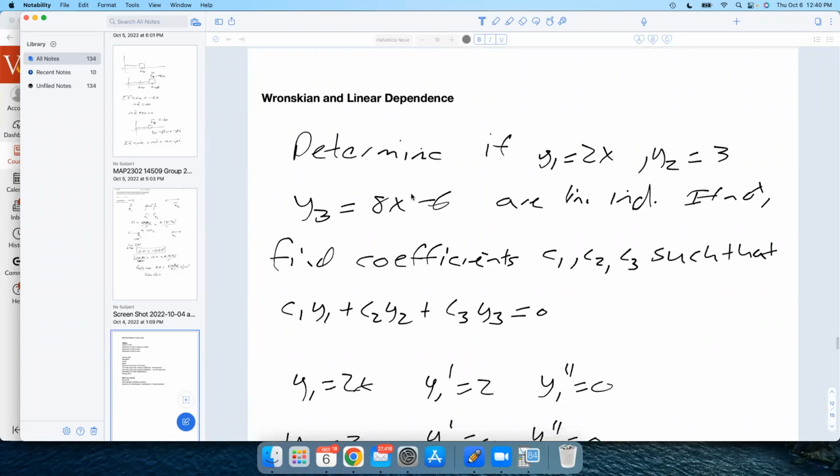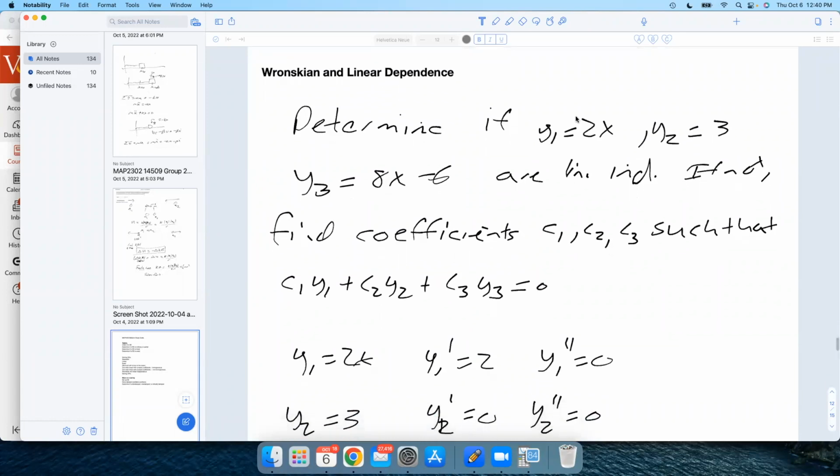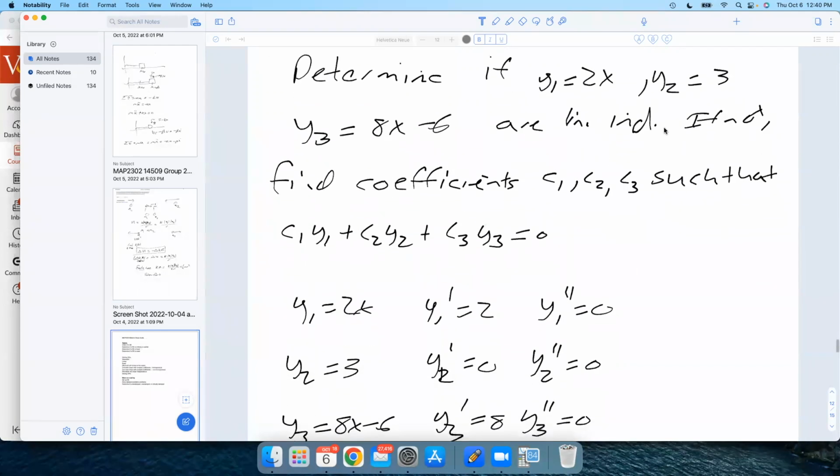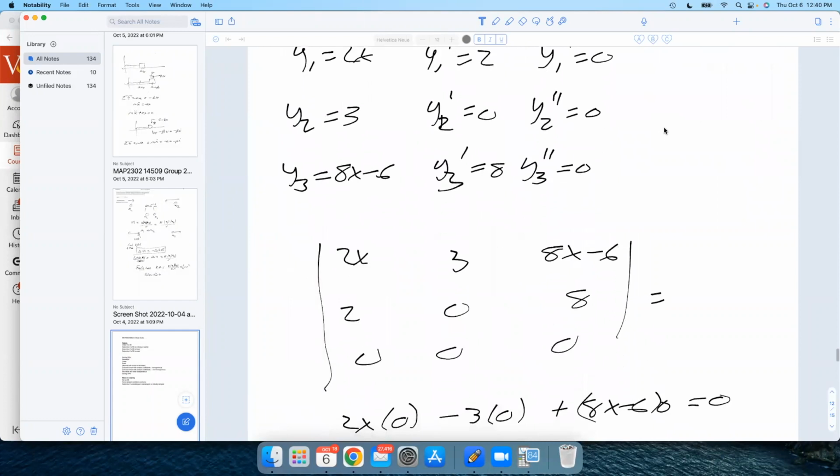Wronskian, linear dependence. So I picked a pretty easy problem here. These guys are obviously linearly dependent. I mean, this third one here is just 4 times that one minus twice this one. If one of them can be gotten by adding versions of the other ones together, you're linearly dependent. So here we'll see that when we calculate the Wronskian.